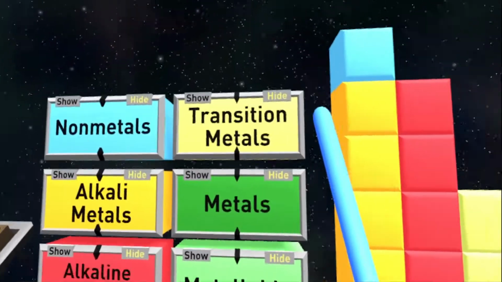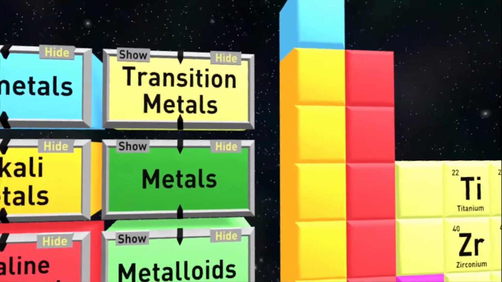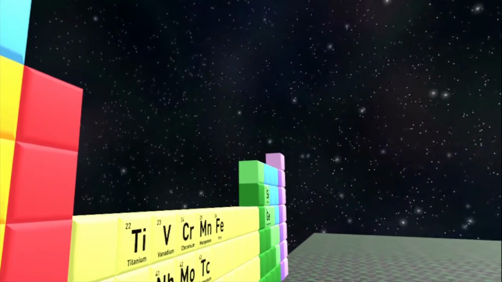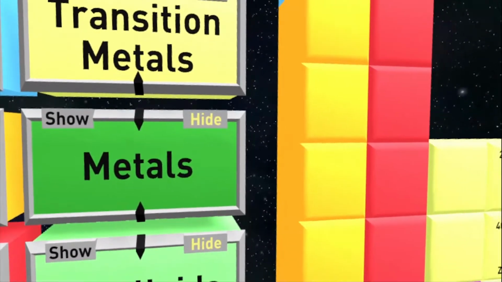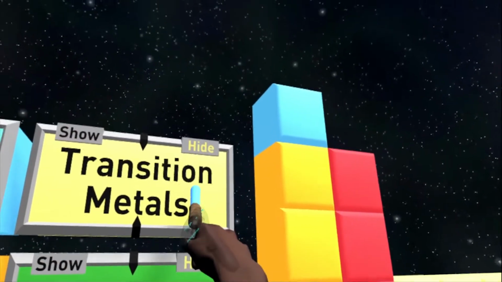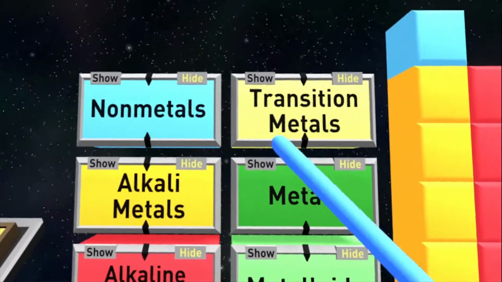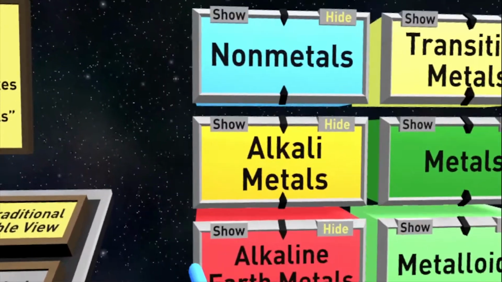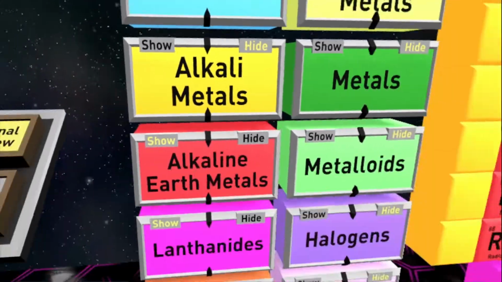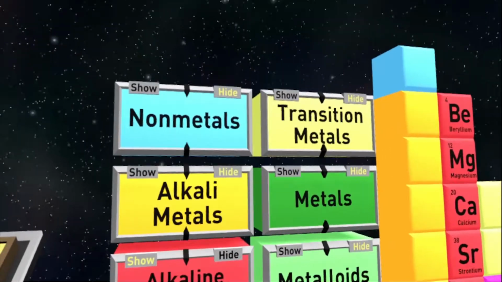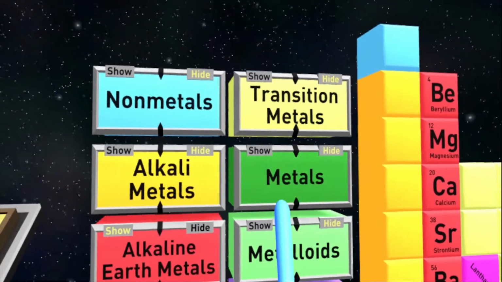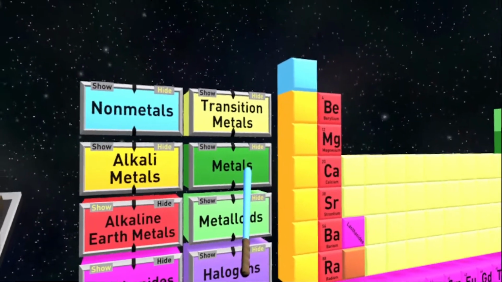Now I can also show or hide entire groups of elements here. So for example, I'll hide all of our post-transition metals, all of our metalloids, just by hitting that hide column. And I'll hide all of our transition metals as well. So if I wanted to show all of the alkaline earth metals, for example, I can just hit that show column, and there they all are. We could do all the lanthanides, there they all are. And so this is a great tool that you can use for memory activities and identifying which elements are where.